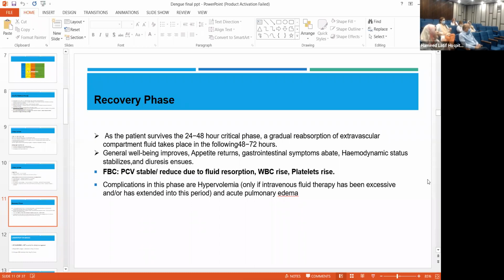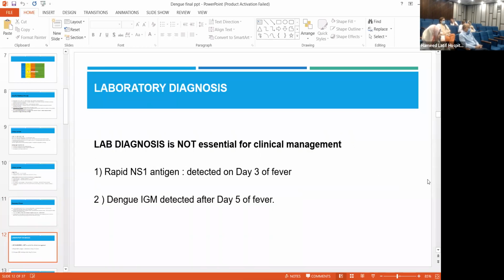But the problem in this case is that this can result in hypovolemia because of the IV fluids we give in the treatment, as discussed further. And acute pulmonary edema can occur in the recovery phase, and that can be because of the fluid overload. The lab diagnosis is not essential for the clinical management because there is dengue.